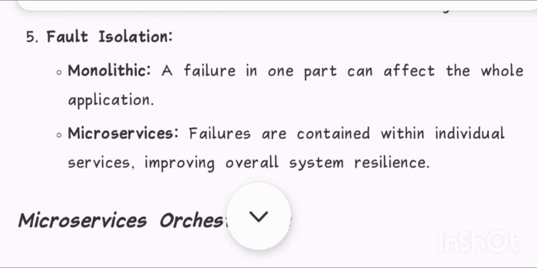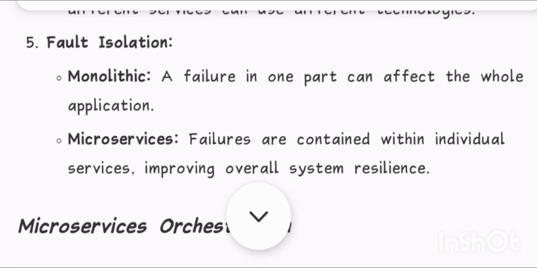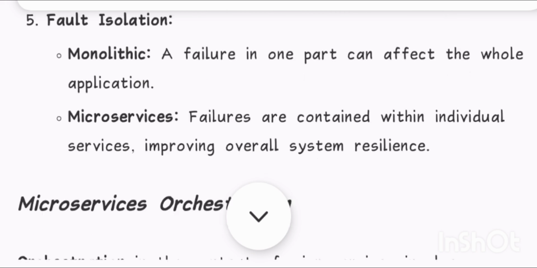5. Fault isolation. Monolithic: a failure in one part can affect the whole application. Microservices: failures are contained within individual services, improving overall system resilience.